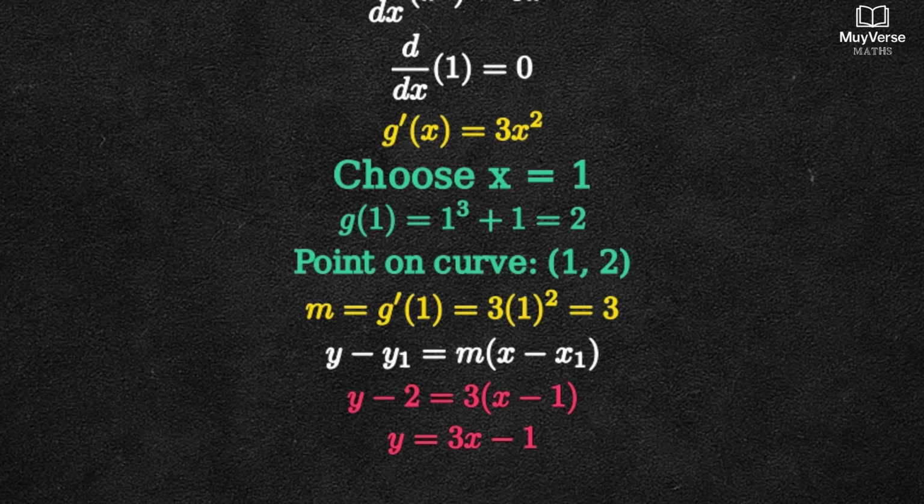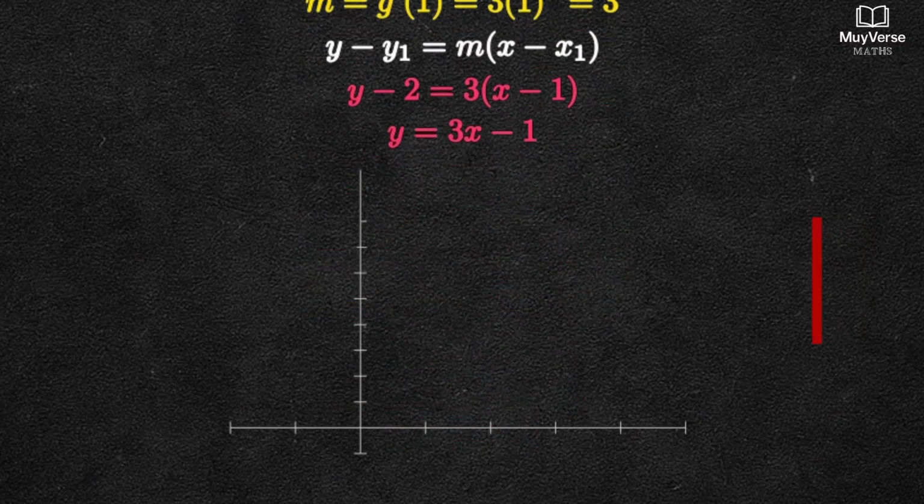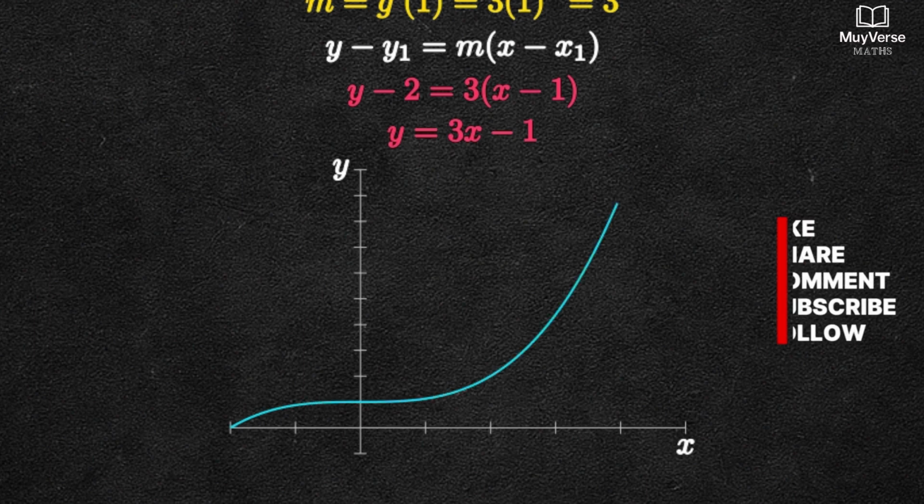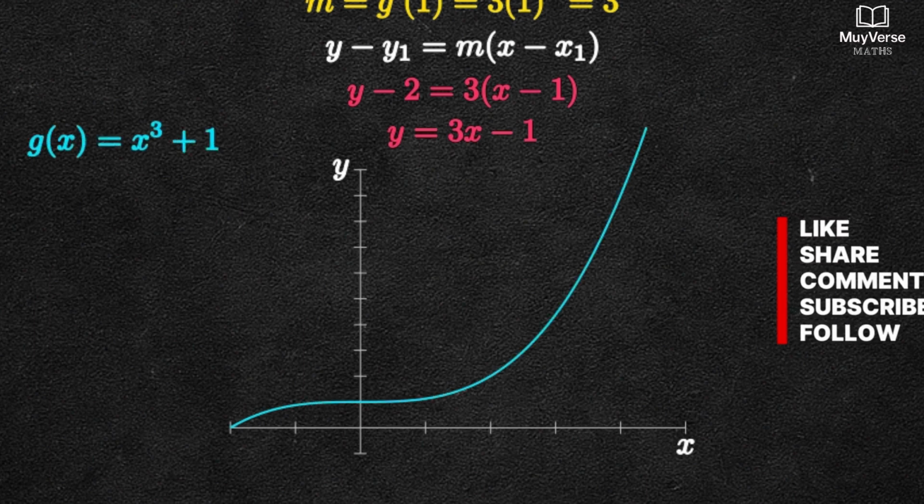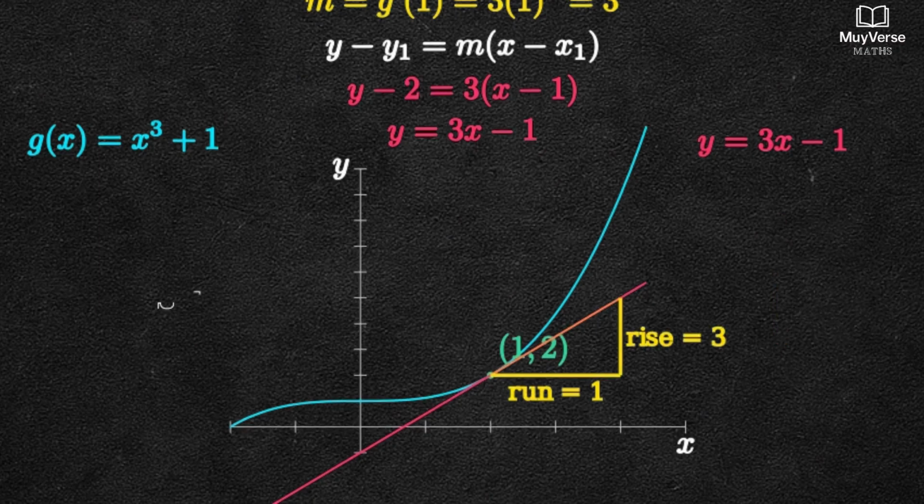Now, let us graph g of x equals x cubed plus 1 and the tangent line we found to see the geometry. First the axes and the curve. Mark the point at x equals 1, y equals 2. Draw the tangent line, y equals 3x minus 1. Finally, show the local slope as rise over run near the point. Rise 3, run 1.